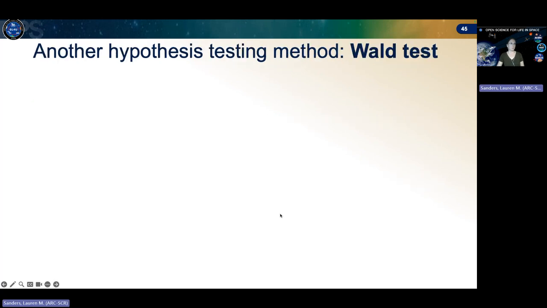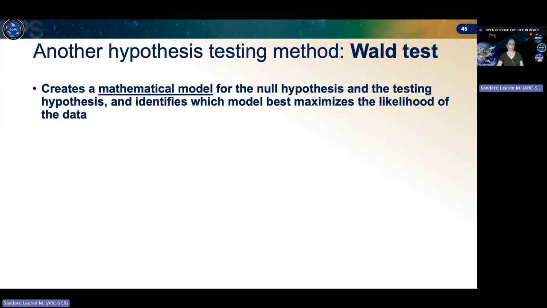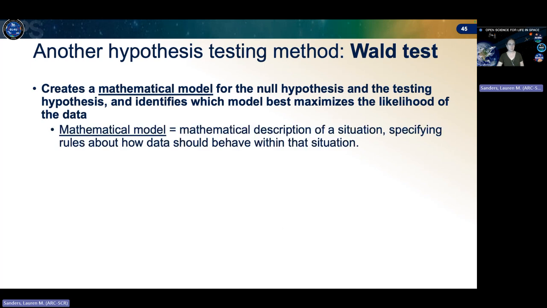Now, another hypothesis testing method is the Wald test, and this is what's going to be used in DESeq2 to test the null hypothesis that is this gene differentially expressed between two groups. So the way the Wald test works is it creates a mathematical model for the null hypothesis and our testing hypothesis, where here our testing hypothesis is this gene is differentially expressed between these two groups, and then identifies which model best maximizes the likelihood of the data that's actually being seen.